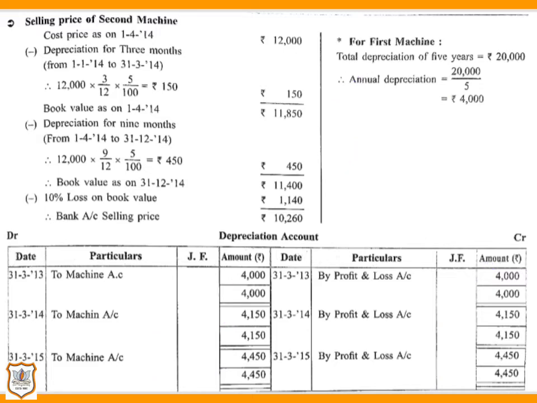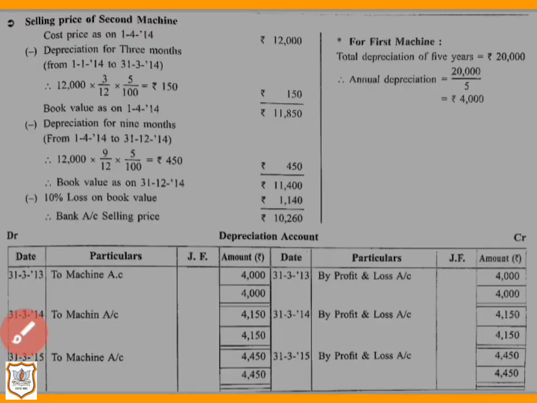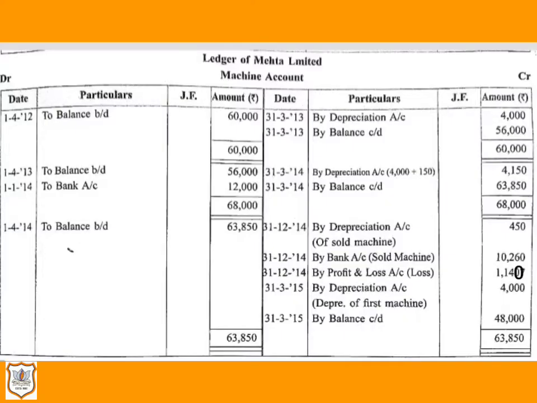In this way we will prepare the depreciation account. Now let us see how the machine account will be prepared. Here we will prepare the machine account. Here 60,000 is given, which is the balance of the machine account on 1st April 2012. So here we will write "To balance brought down" instead of "To bank account" or cash account, as this is not the purchase price of the machine.